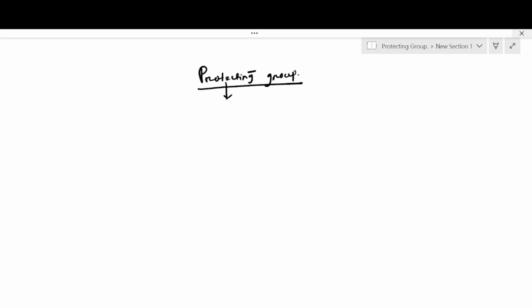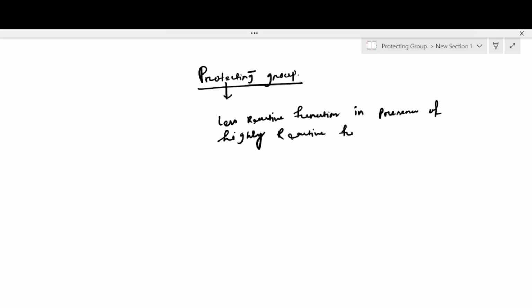It means if you want to react a less reactive functional group in the presence of a highly reactive functional group, you need a protecting group. So what do you mean by this statement?